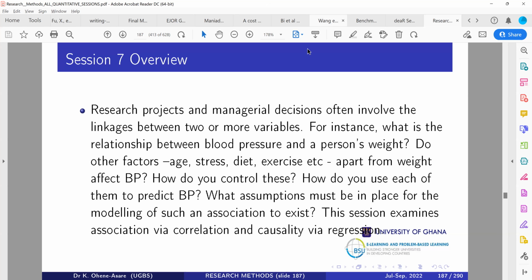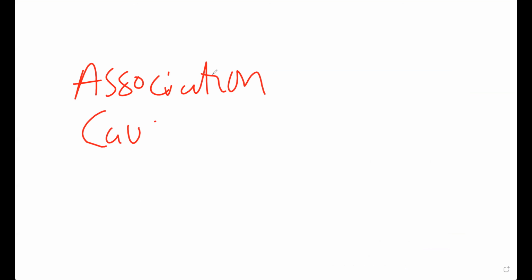Correlation deals with association. Normally, this is a compulsory question, so I'm trying my best to make you fully get it. Correlation deals with association. Regression deals with causality. So regression looks at cause and effects, whereas correlation looks at just relationship.